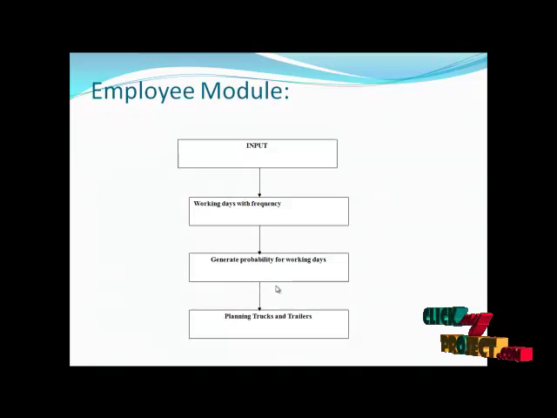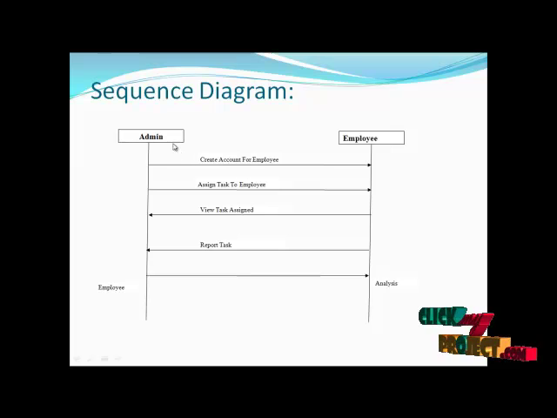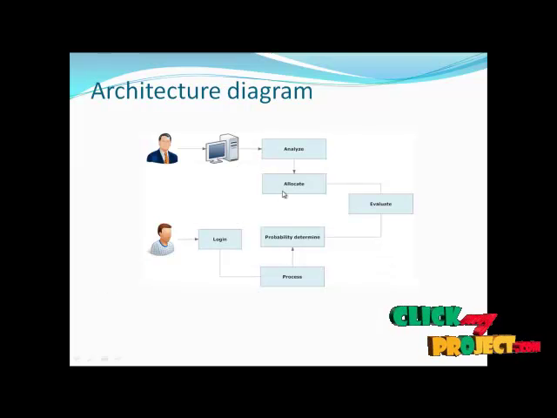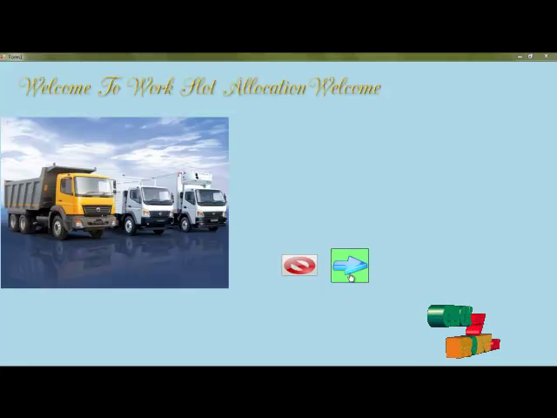This is the employee module flow. When the employee enters, he will view the frequency of the working days, generate the probability and plan the tracks to be handled. This is the sequence diagram of our project, the architecture diagram. This is the admin, one who analyzes and allocates the work of a truck and evaluates it. The employee will log in, view the task to be assigned and generate a probability. That's all. Let's see the demo of the project.